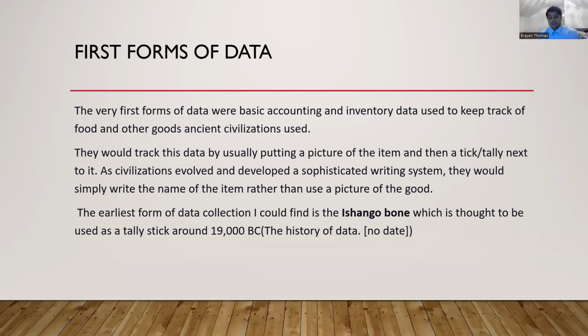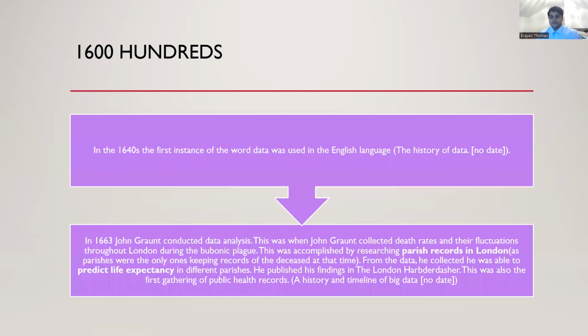All right, now let's move on. In the 1640s was the first instance of the word data being used in the English language. Before that, the word data simply didn't exist. In 1663, and this is very important, John Graunt conducted data analysis. This is one of the first instances of descriptive analysis.